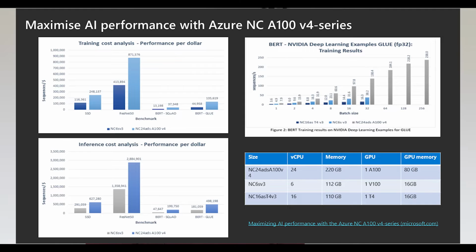We also compared the results with the latest NC v4 to the previous generation, the NC v3, and the results always showed at least a 2 times improvement in performance per dollar, and some benchmarks actually reached up to 4 times improvement.